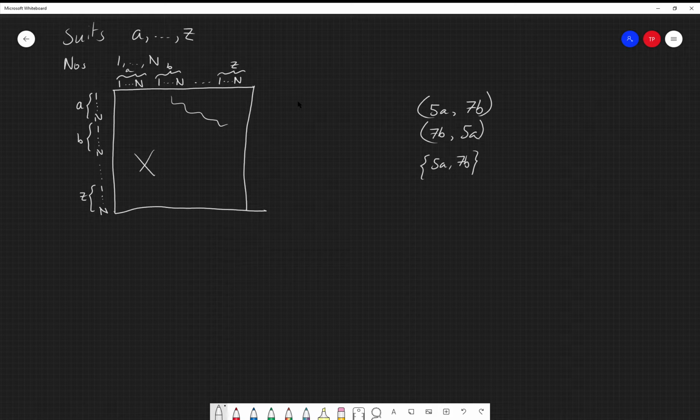And in fact, you can't even have cards on the diagonal. So you cannot have a hand that contains the cards like 1A, 1A, because these are both the same card. We have a deck of cards and there's only one copy of each card. So this is not a valid hand, which means that cards on the diagonal, so here we'd have 1A, 1A, or somewhere here might be like 5B, 5B. These are not valid combinations.